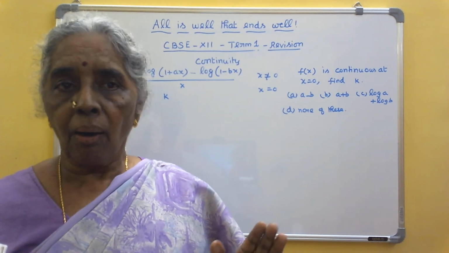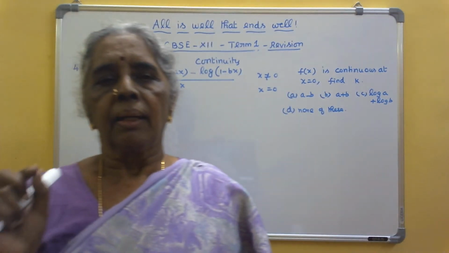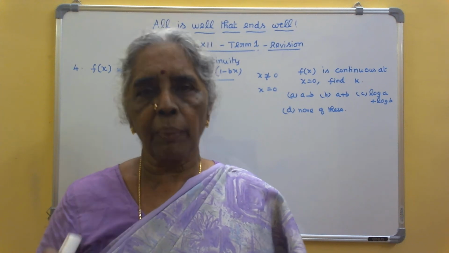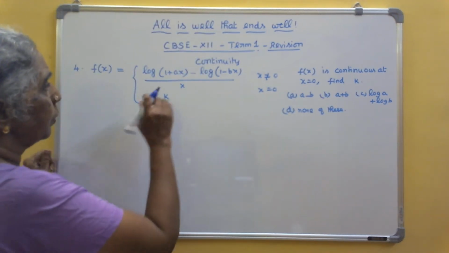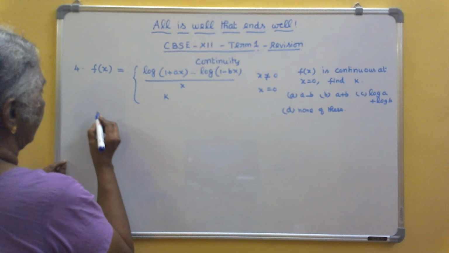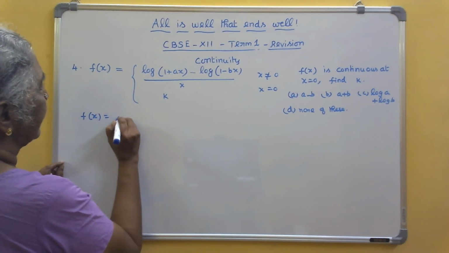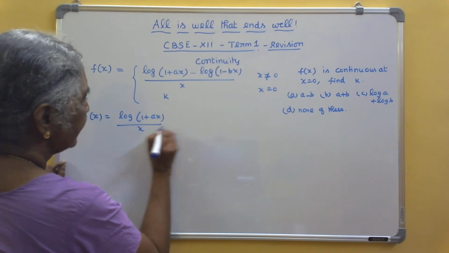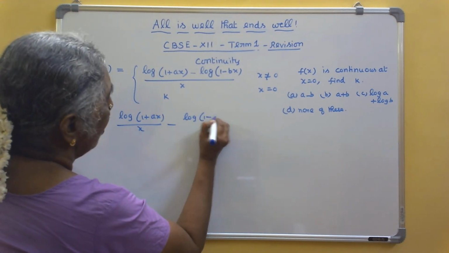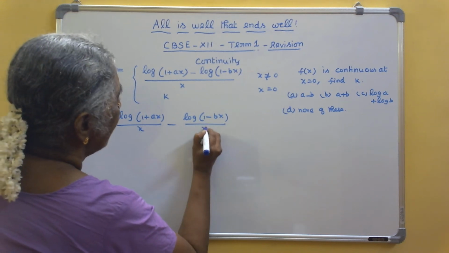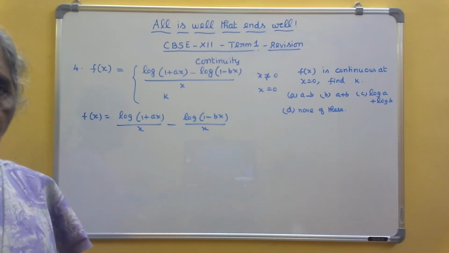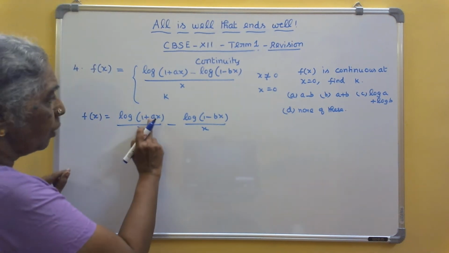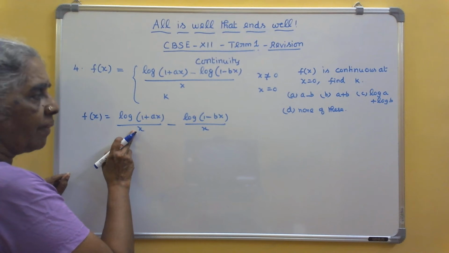Now log, I told you one theorem, that is limit x tends to 0 of log of 1 plus x by x will be equal to 1. So now what we will do is, this is LHL as well as RHL. So let us write that f of x is log of 1 plus ax by x, I am splitting the terms, minus log of 1 minus bx by x. Now you know log of 1 plus x means down you should have an x. Here what do you have? ax. So I should have an ax here.